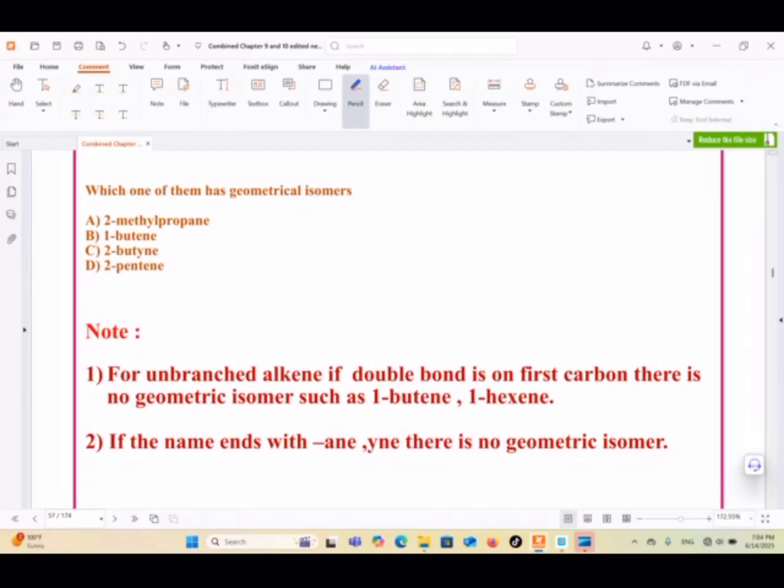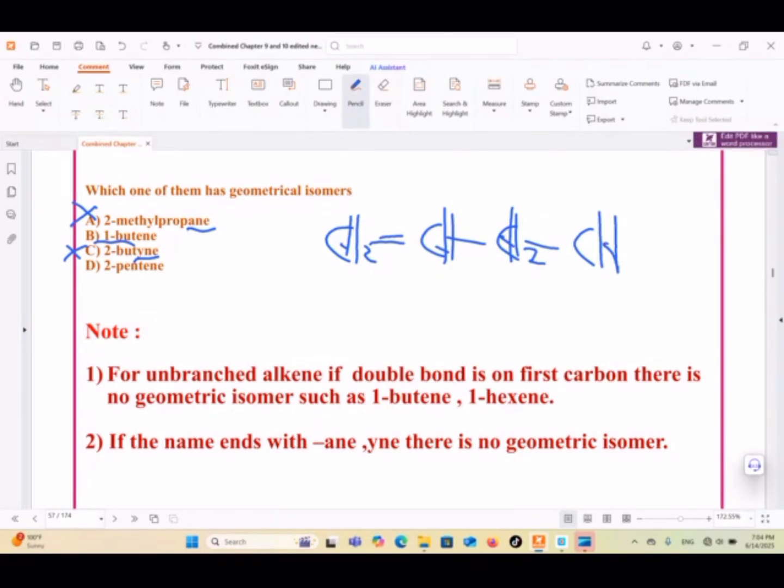Let us draw this structure. Prior to that, guys, those options that end with ANE and YNE, we have to cancel out, because the single bond structures and the triple bond structures won't form a geometric isomer. ANE, so it's cancelled out. YNE cancelled out. A and C are cancelled. B and D, guys. Let us draw the structure for B, which is 1-butene: 1, 2, 3, 4, and then the double bond is on the first carbon. It's CH2, CH, CH2, CH3.